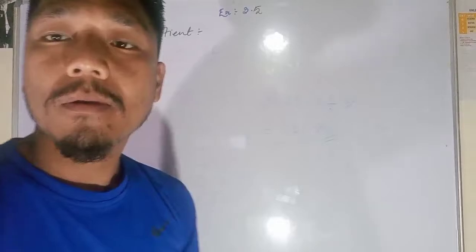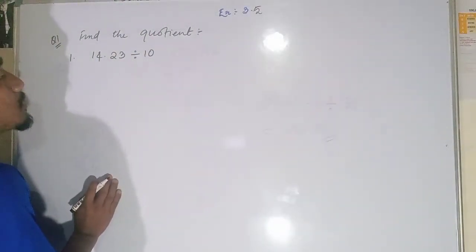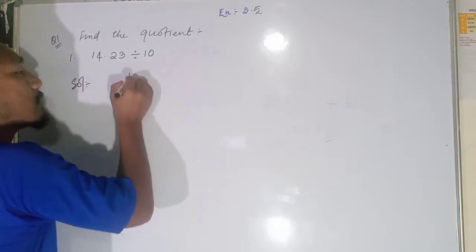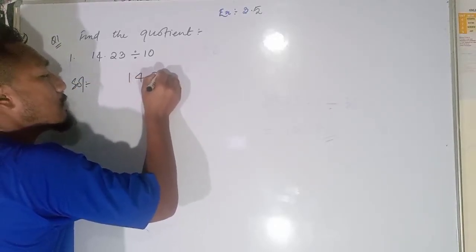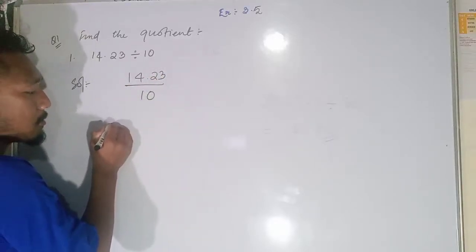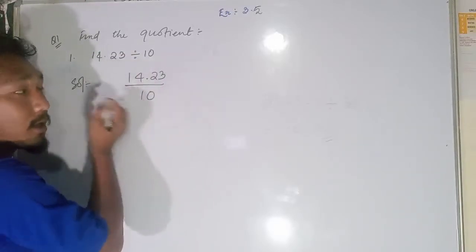Find the quotient: 14.23 is divided by 10. So this is our question. If I divide this one, you can write it like this. Since 10 is here, that means I will shift this point by 1 toward the left hand side.